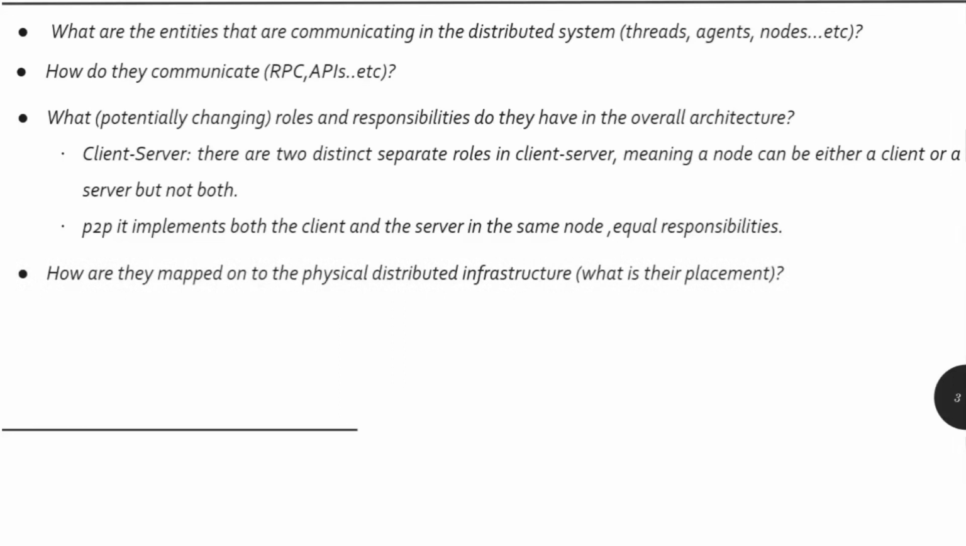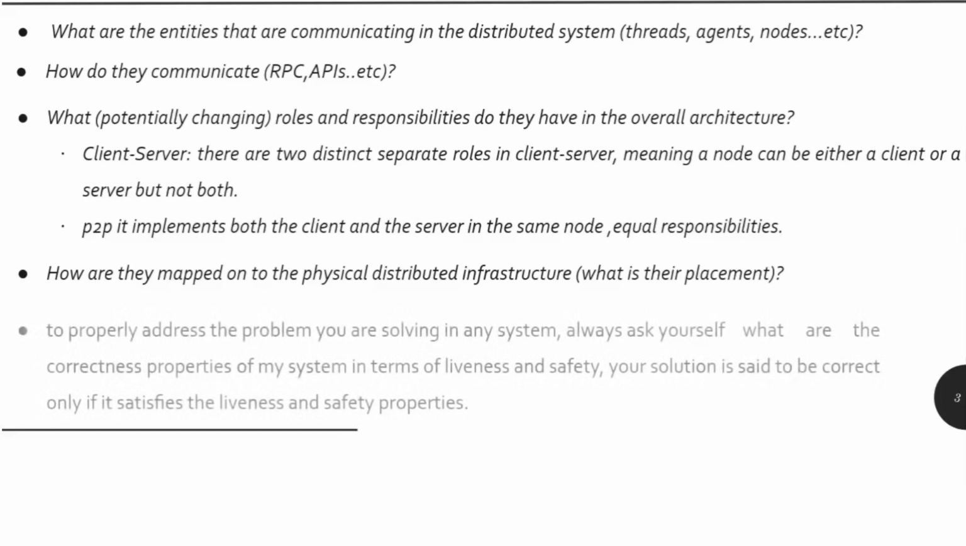How are they mapped onto the physical distributed infrastructure, which means what is their physical placement? To properly address the problem you are solving in any system, you should always ask yourself, what are the correctness properties of my system in terms of liveness and safety? Your solution is said to be correct only if it satisfies the liveness and safety properties of your system.